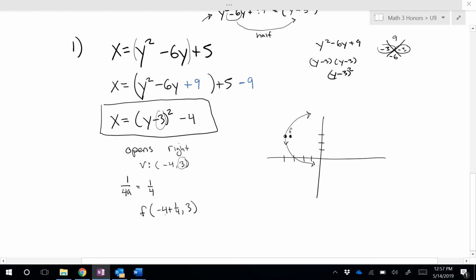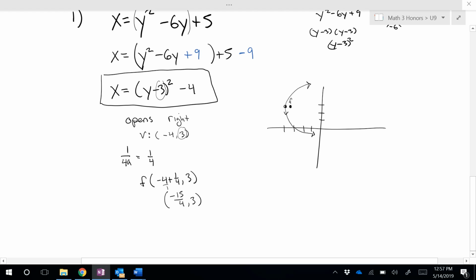If we simplify that, you get a common denominator, we get -16 plus 1, so it's -15/4, 3. That's what your answers would look like if you're checking your answers. All I'm doing is adding those numbers. What else? Axis of symmetry is going to be what? Y equals 3. That's right here. Cuts it in half.